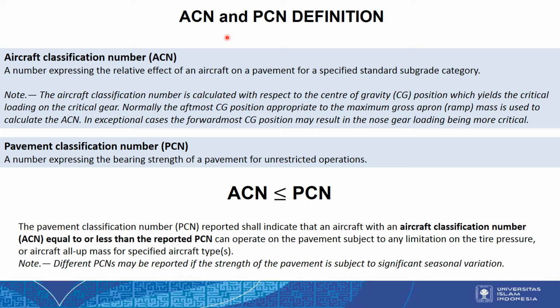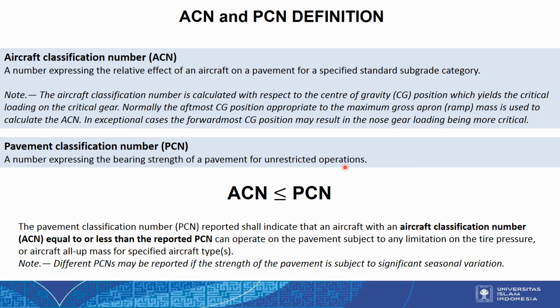Now let's talk about the ACN and PCN method. What is the definition of ACN and what is the definition of PCN? ACN, or Aircraft Classification Number, is a number that expresses the relative effect of an aircraft on a pavement for a specified standard subgrade category. And the PCN, Pavement Classification Number, is a number that expresses the bearing strength of a pavement for unrestricted operations.